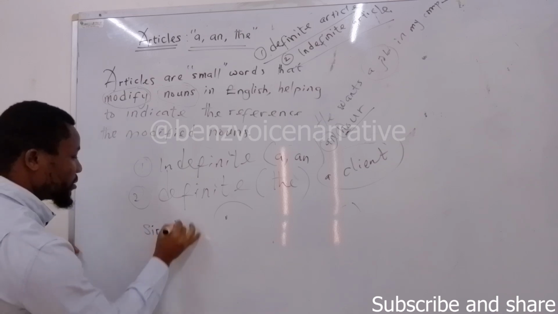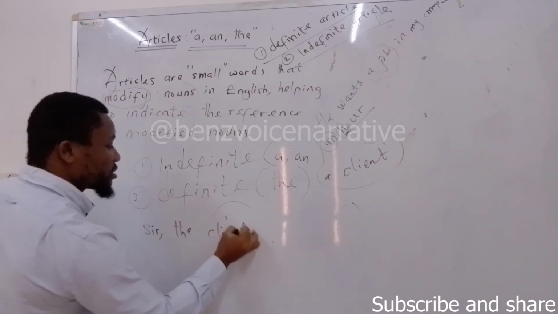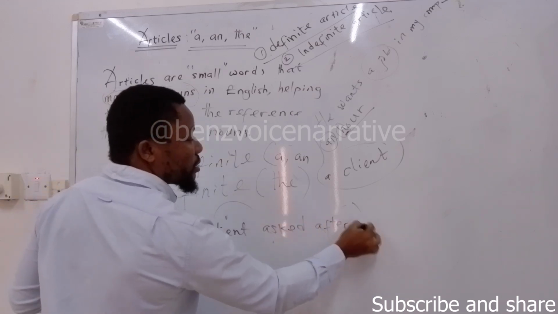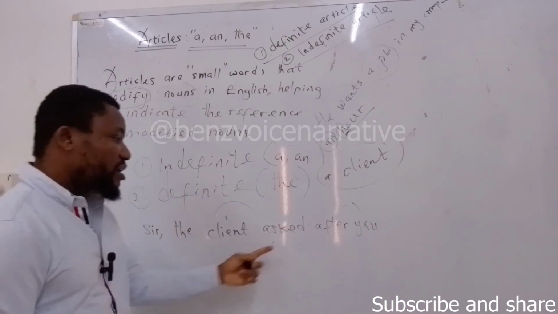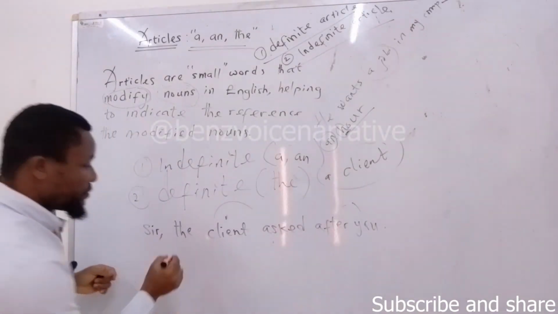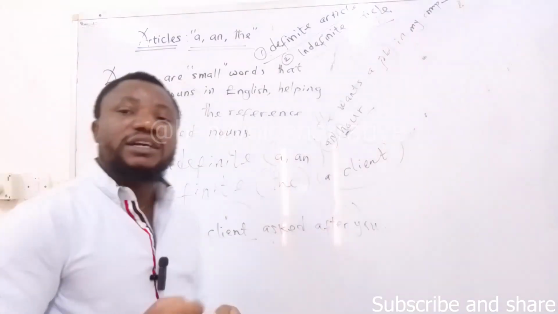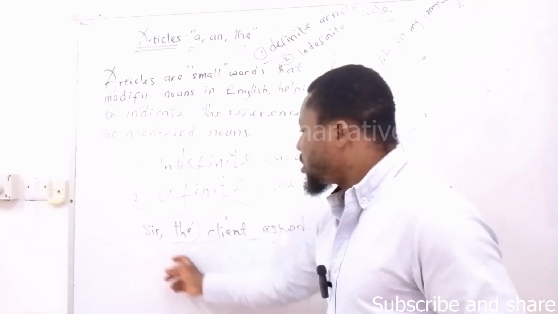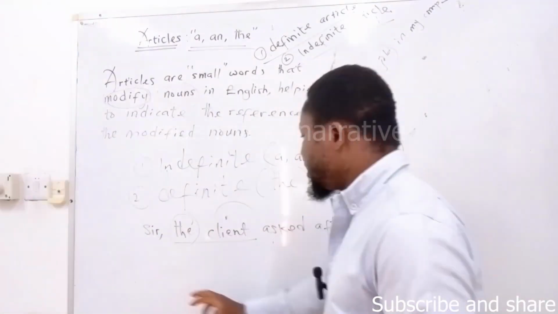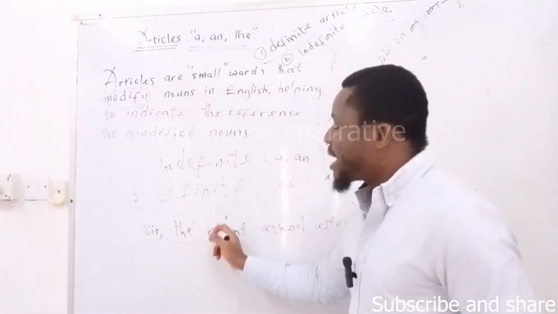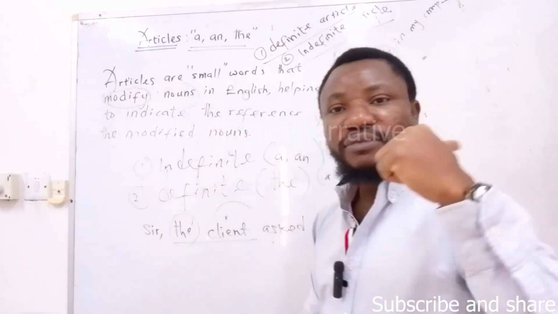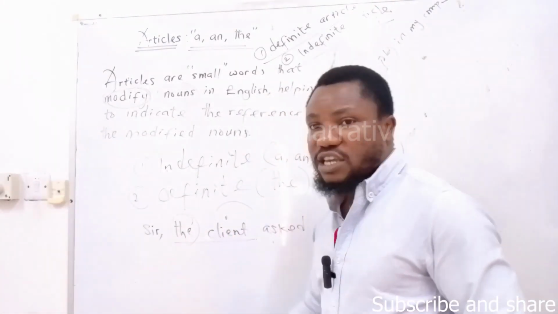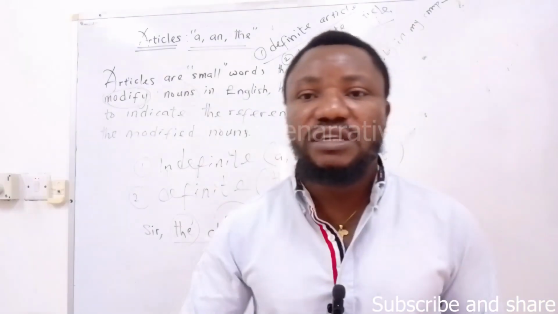Sir, the client asked after you. Sir, the client asked after you. When I say the client, if you're speaking with an individual, you use the article there. Every time that you use this before a noun, it means that the noun you're talking about is known to the listener. That is why this article THE is described as a definite article.